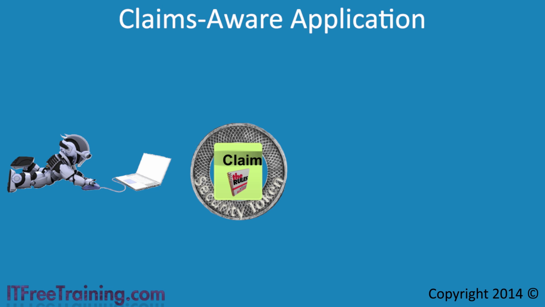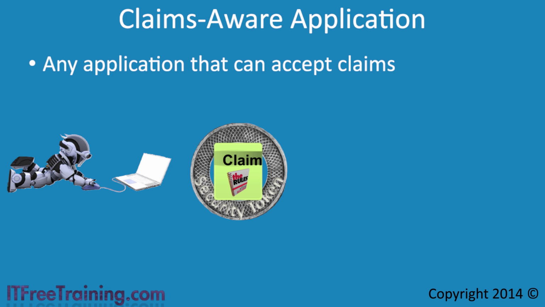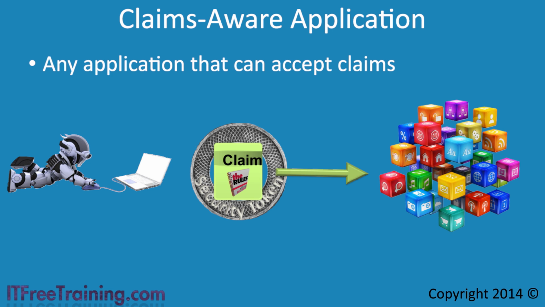The last term I will look at is Claims-Aware Application. This is any application that can accept claims. For example, a user that is given a security token from a Resource Federation server can then give this security token to a Claims-Aware application. The Claims-Aware application will then provide the user with the resource or service that they are requesting. For example, Microsoft Office is an example of a claim-aware application.